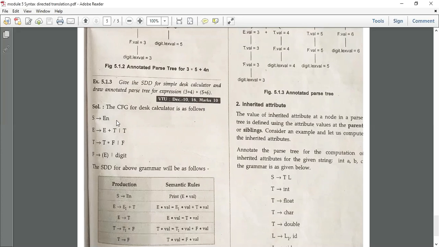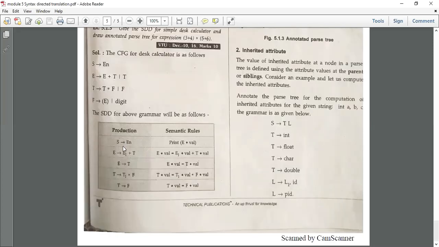S tends to E n, which we just discussed. E tends to E plus T, or T; just now we wrote T star F or F; E to T, T to F, F to E or digit. If you know all these 4 productions, then easily everywhere we use .val. S will be the start symbol, therefore the answer will be available in S only. E n ends with a semicolon, so obviously n will be the semicolon.